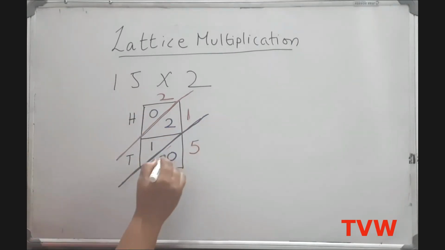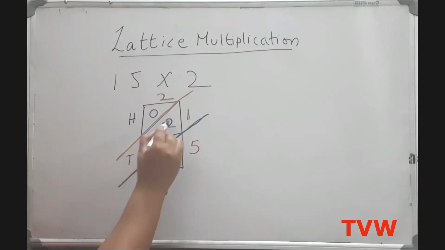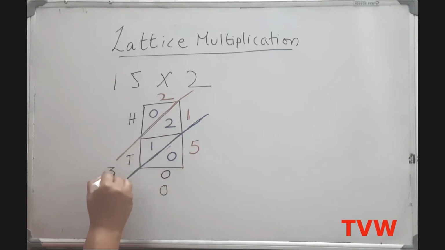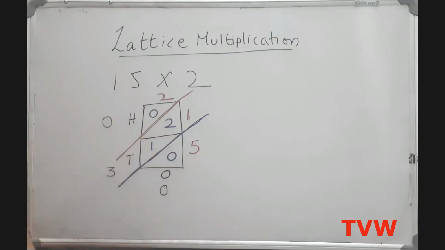Under the blue line, I have 0. So 0 goes in the ones place. Under the red line, I have 1 and 2. So 1 plus 2 is 3. So I have to write 3 in the tens place. And for the hundreds place here, I have 0. So you don't have to read the 0 here when you read the answer. You have to just read 3 and 0, which is 30. So the answer is 30.